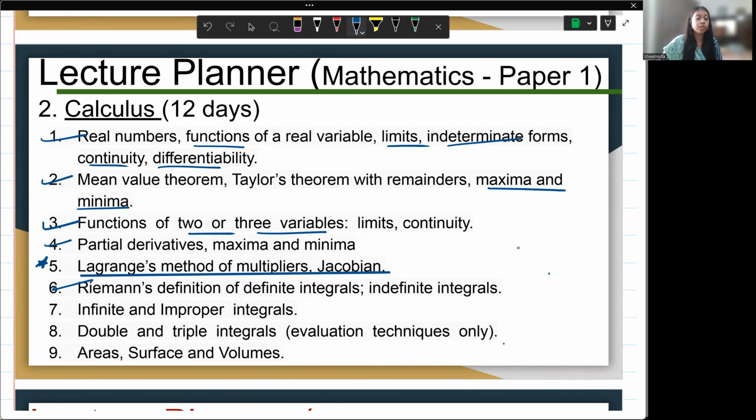Infinite improper integral, double and triple integral, very important. Of course, we are only discussing evaluation techniques. It's written in your syllabus, so we are not going to focus on proof of the theorems. We will use only the evaluation techniques. And the last is area, surfaces and volume, which is a continuation part of double and triple integral only.